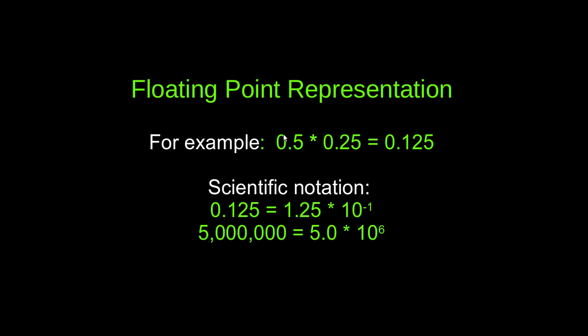This is 0.5, which is half, 1 over 2, multiplied by what? 0.25, which is 1 over 4. Those are floating point numbers. Today we're going to take how does the computer understand them. How do we represent them to the computer so it can understand it? We have what's called scientific notation.